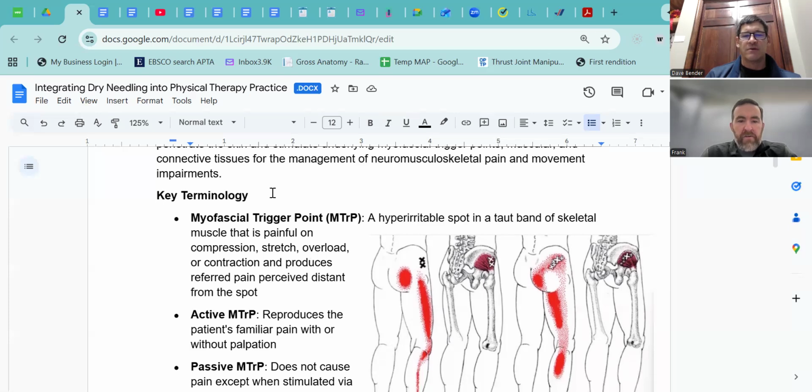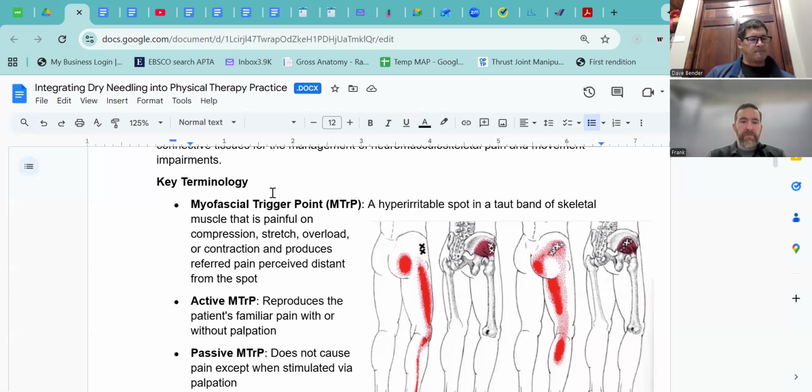And then just to go over a couple key terminology. I think we went over some of this in probably hour one, week one. But myofascial trigger points are those irritable spots in a taut band of skeletal muscle that if you compress it, stretch it, overload or contract it, then you're going to have a referred pain to a point distant from that spot.